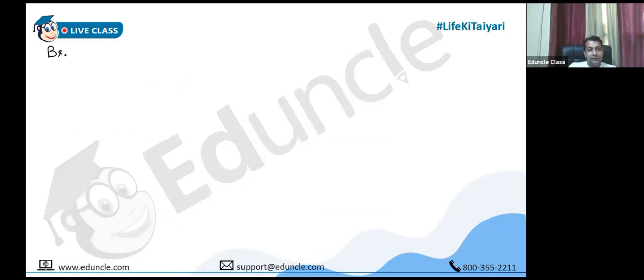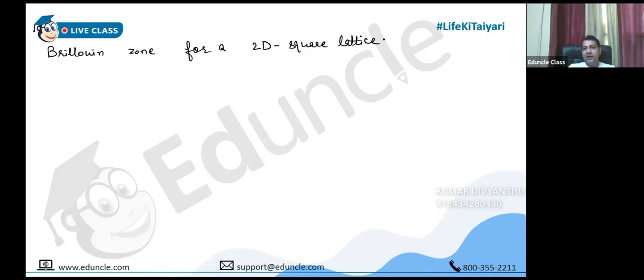Now, the Brillouin zone for a 2D square lattice. Why am I taking a square lattice? Because it is the easiest case, and later on I will tell you about the rectangular lattice also, what the shape of the Brillouin zone will be if we have a rectangular lattice instead of a square lattice. But right now, making things a little bit easier for you.